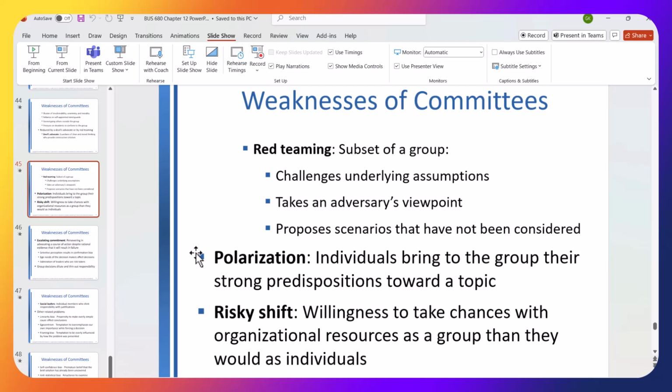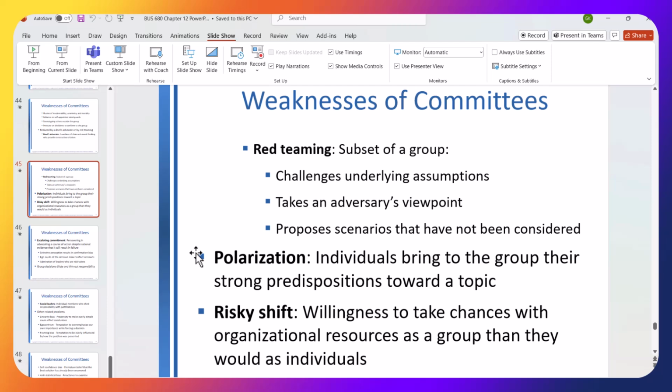Polarization. Individuals bring to the group their strong predispositions towards the topic. And this is when somebody's predisposed to think about something. For instance, if you're going to ask me to work on a project that I already think is bad, then there's a high probability that's going to be my posture all the way through.